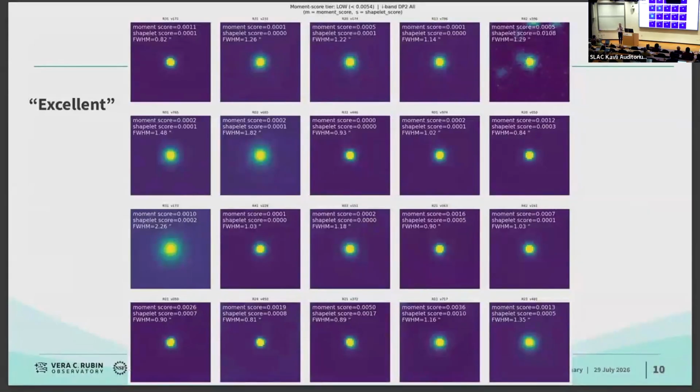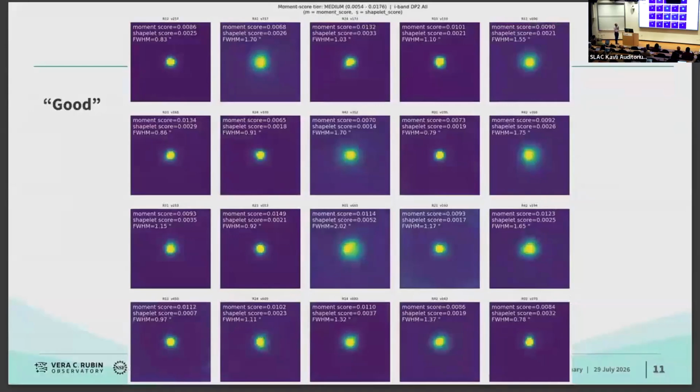In the future, these could be used to identify the PSFs that are best suited for going into co-addition, for example, in the data releases. In the next couple of slides, we'll show what these different scores look like in different categories. These are our best PSFs in the so-called excellent category with the lowest moment and shapelet scores. These are ones that are good.